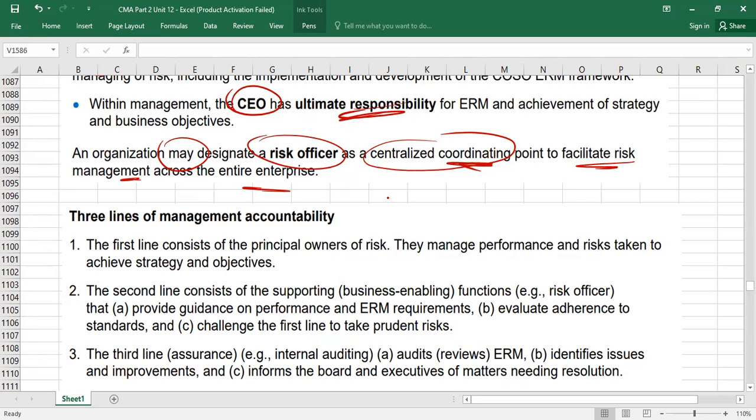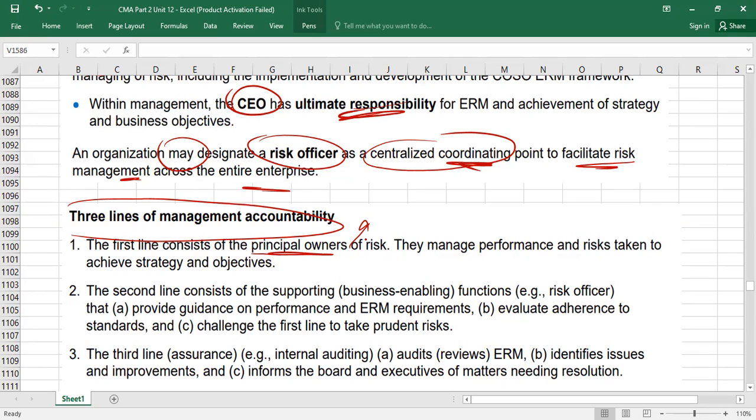Okay, so here we go. Then guys, there is one more small thing. We have three lines of management accountability, and we can say these are the three lines for risk management also. Whenever you are trying to manage risk, you have three layers to deal with it. The first layer is called principal owners. A principal owner means a departmental manager. For example, if the risk is under the operations department, the operational manager is responsible for identifying and managing that risk.